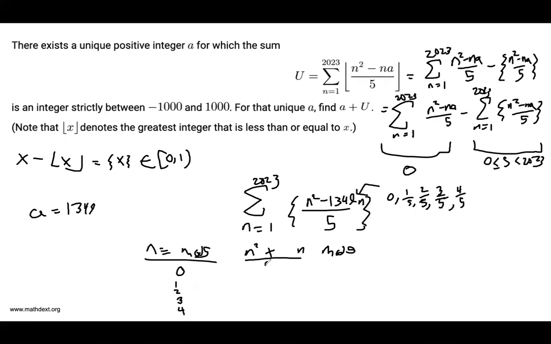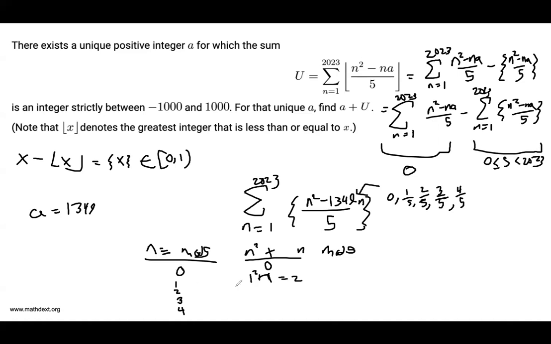When n is 0 mod 5, n squared plus n is also 0 mod 5. Makes sense, they're both multiples of 5. When n is 1 mod 5, 1 squared plus 1 equals 2 mod 5, and that will still work. If you don't believe me, try a few examples yourself. You can try n equals 6, or n equals 11. In all circumstances, when this is divided by 5, you're going to get a remainder of 2.